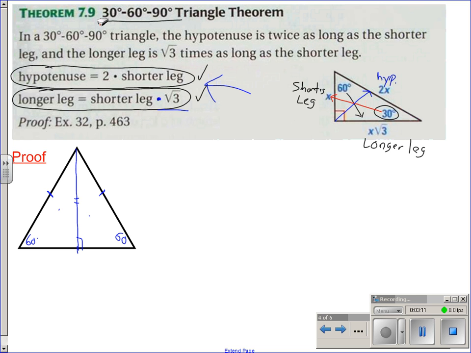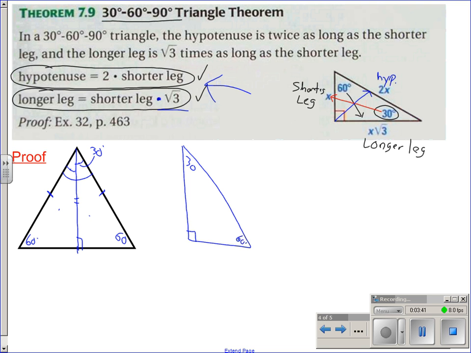These two triangles are congruent to each other because of the HL theorem, which means this angle and this angle are congruent to each other. So it was a 60-degree angle all the way across, and we just created two equal parts. That makes that a 30-degree angle. So now we're looking at this: we've got 30 degrees, 60 degrees, 90 degrees.